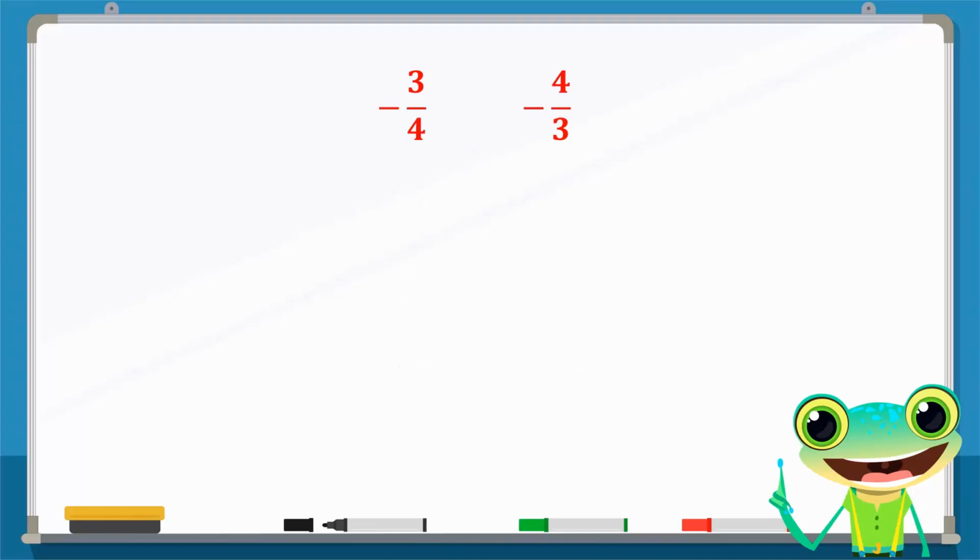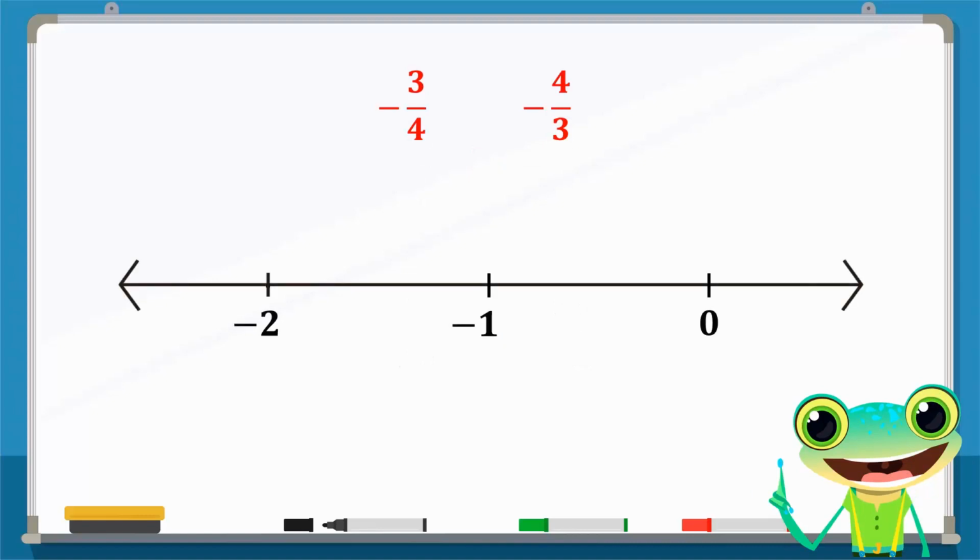A simpler way of comparing rational numbers is by using a number line. For instance, minus 3 over 4 is placed on the number line between minus 1 and 0. Since the numerator is greater than the denominator, minus 4 over 3 is first converted into a mixed fraction, minus 1 whole 1 over 3, and is placed between minus 2 and minus 1. Since minus 4 over 3 is to the left of minus 3 over 4, it's the smaller number.